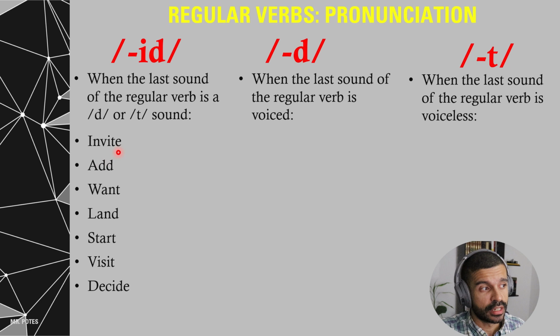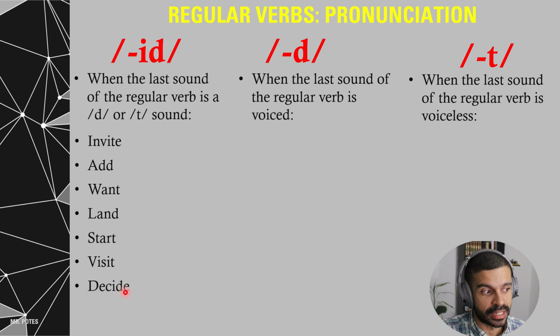T, right? It's not the letter, because the last letter is letter E. So it's not the last letter. It's the last sound. The last sound in invite is this sound, t. Invite. Add. So it's a d sound over here. Want. Land. Start. Visit. Decide. Again, here, the last letter is not the same as the last sound.